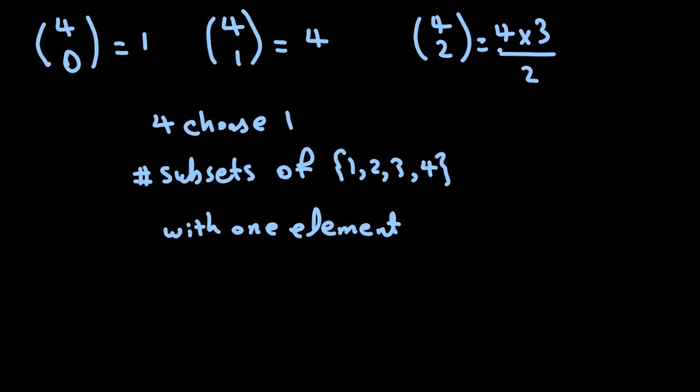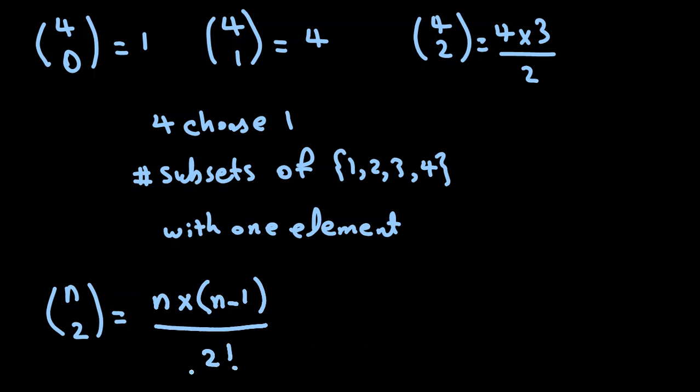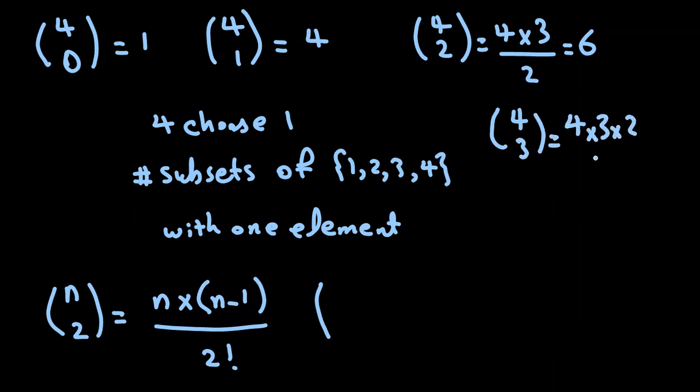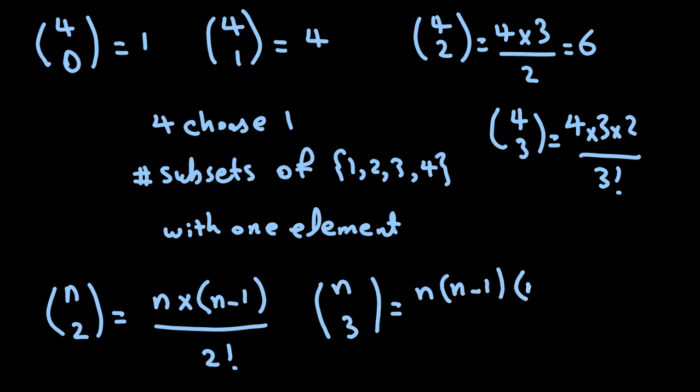So this formula you can generalize. If you have, for example, n choose 2, you say, okay, the number of subsets with 2 elements from 1 to n. The first element, n times n minus 1 over 2 factorial. And we've calculated it was 6. Also, you can say 4 choose 3 was what? 4 times 3 times 2 over 3 factorial. You can say n choose 3 is what? n times n minus 1 times n minus 2 over 3 factorial. Okay, you can write this.